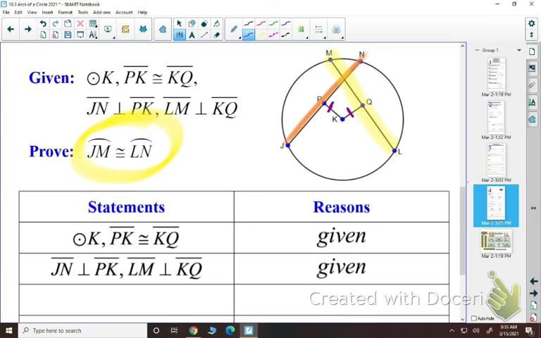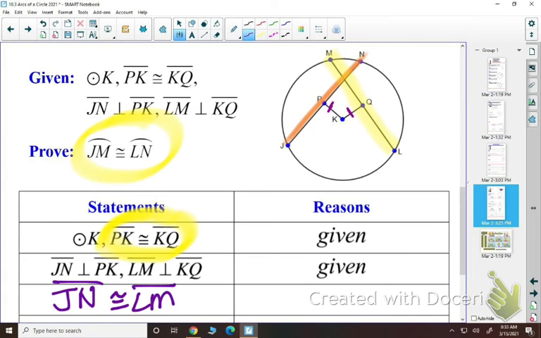So to continue with our proof, after the given, hopefully you've noticed that segment JN and segment LM are chords. From the first part of the given, if they are equidistant from the center, because we can see this with these segments being congruent, then the segments themselves are congruent. So I can state that segment JN is congruent to segment LM.